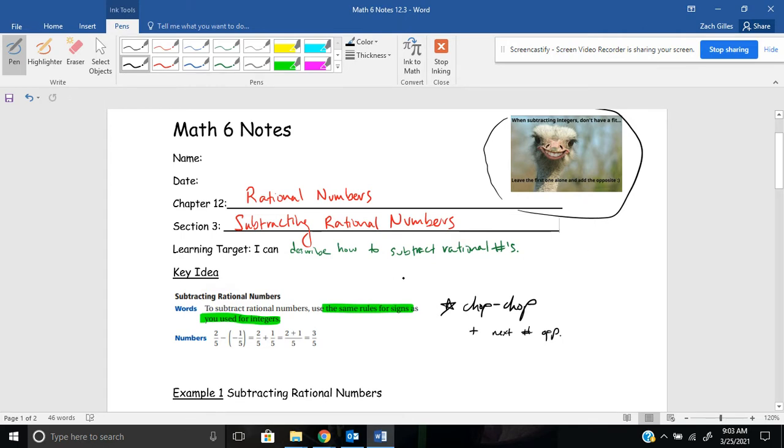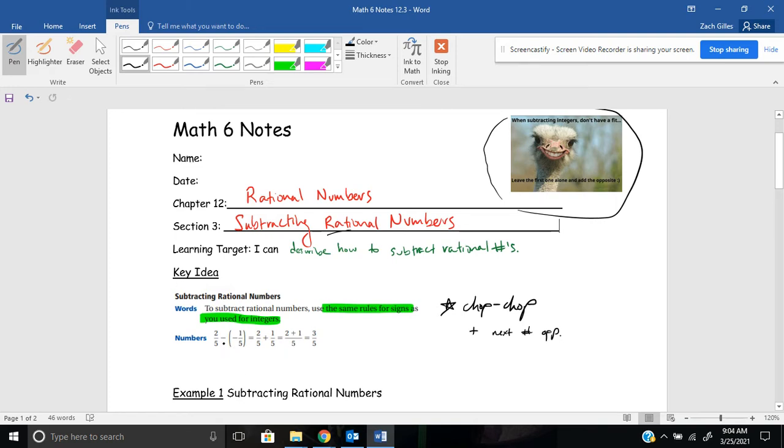So we're going to follow the same rules we followed last section for integers, except now we're just introducing rational numbers. So numbers that create a ratio or a comparison like fractions or decimals. Okay, and you'll see that example here.